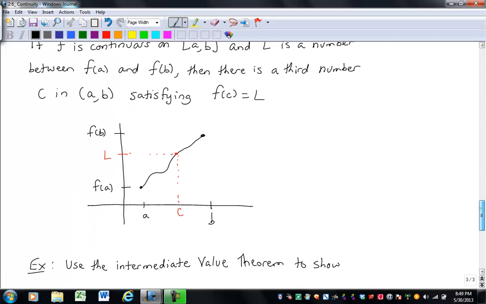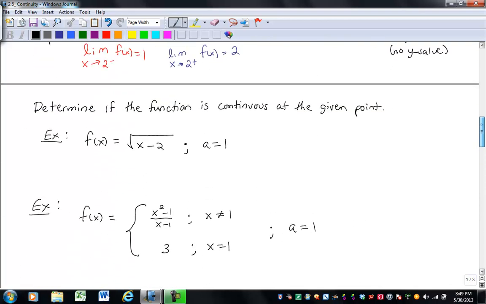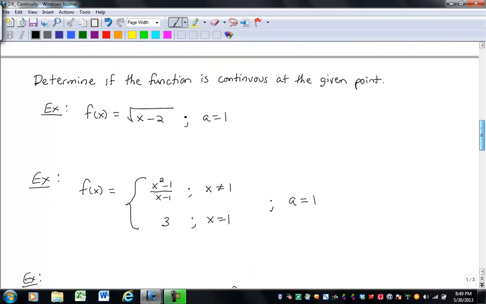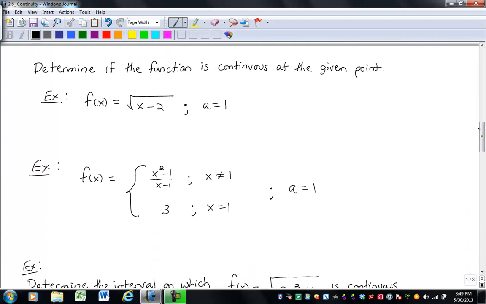So you can tell a lot from a graph, but you should also be able to tell from the function itself if it's continuous somewhere or not. And so generally when we have a function, we're looking for three things. First we see if the y value exists, then we see if the limit exists, and then we make sure they're equal. So in this first example, f of x is the square root of x minus 2, and I'm going to use a equal 1. So a is what I'm plugging in for x. And so first I'm going to see if the y value exists, because that's the first condition.